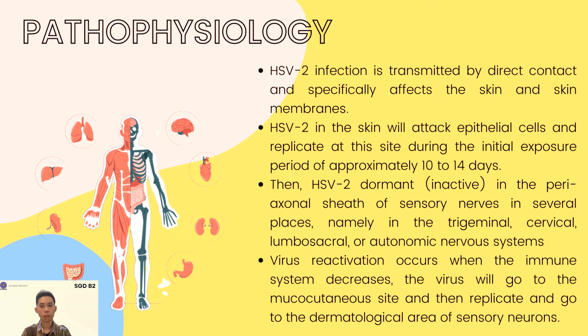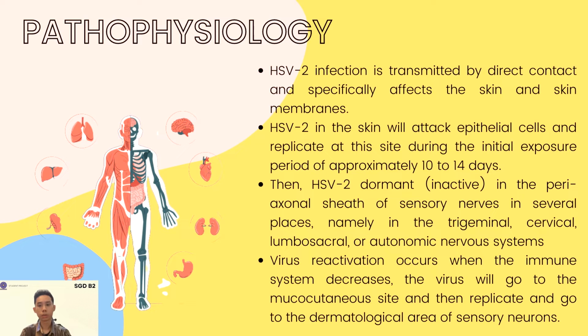Pathophysiology. The HSV-2 infection is transmitted by direct contact and specifically affects the skin and skin membranes. The virus in the skin will attack epithelial cells and replicate at the site during the initial exposure period of approximately 10 to 14 days.